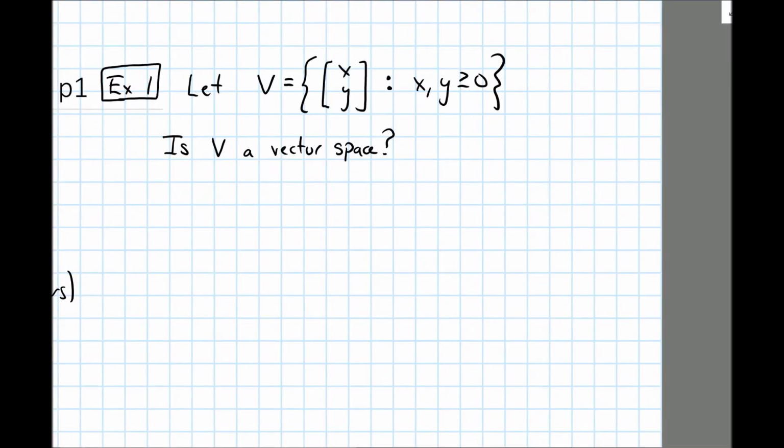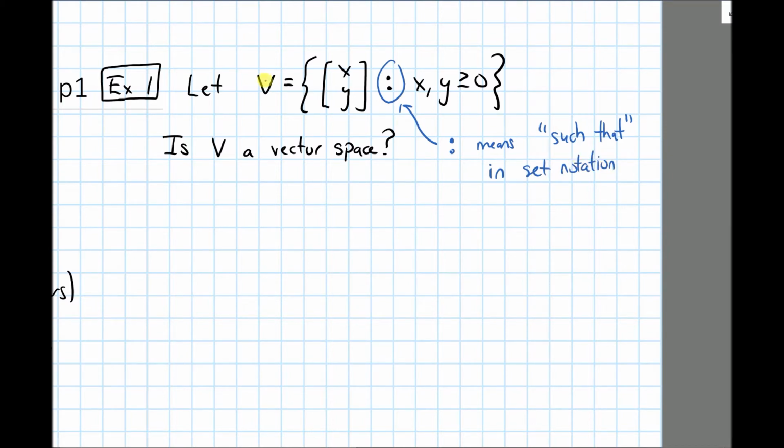Okay, so let's do an example. Here is our first example. Let V be the set of vectors that have two entries, x and y. I'm using set notation here. The colon is a math notational thing; the way I read it, the colon means the phrase "such that," and it's used in set notation.